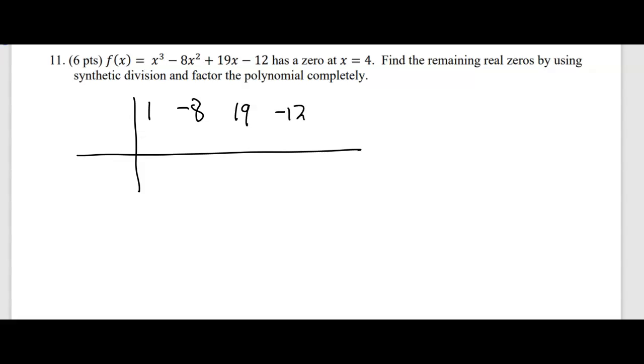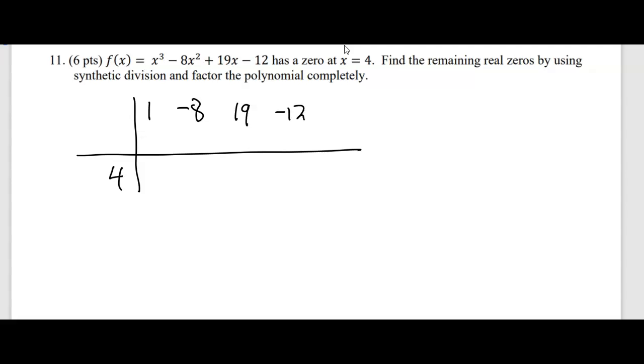Let's find out. With synthetic division, we set up our coefficients: 1 for x cubed, minus 8 for x squared, 19 for x, and constant negative 12. No placeholder was needed. And x equals 4, the zero, is the value that we use in the synthetic division.